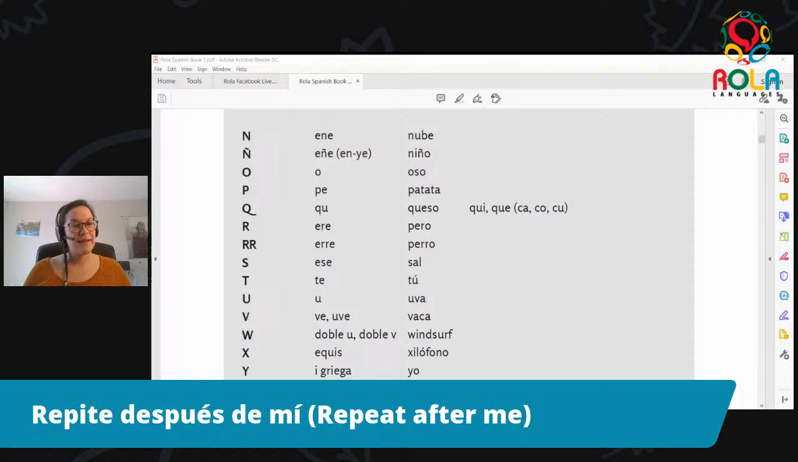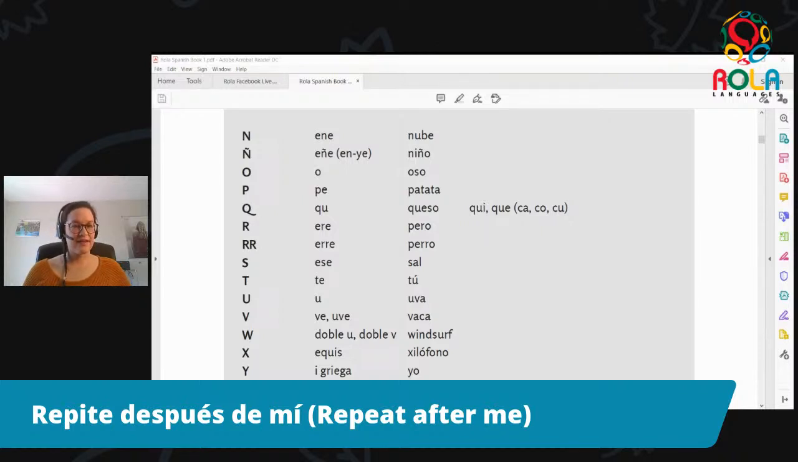P, like patata. Next we have Q, like queso. And then Q is interesting in the fact that it must always be combined with the letter U after it. So we cannot ever have the Q by itself. It's the same as in English. So you see the examples there, we have ki and ke sounds, but again, the U always comes after. Next we have R.